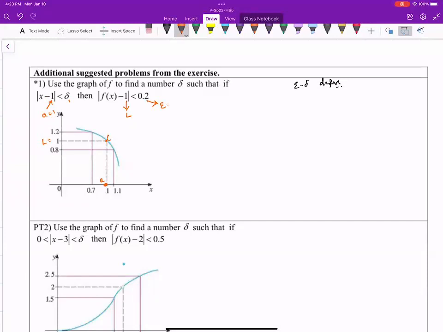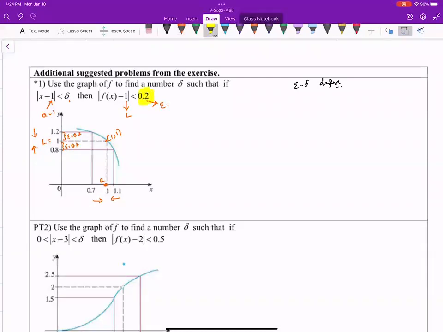So this point is (1, L) in this case. When x approaches 1 from either side of 1, f(x) approaches 1, correct? And when we say f(x) approaches 1, then there is a difference of 0.2 on either side. So from 1 to 1.2, the difference is 0.2, and from 1 to 0.8, the difference is 0.2. So that is the expression that you see here.